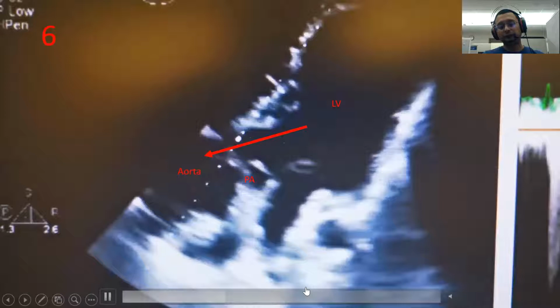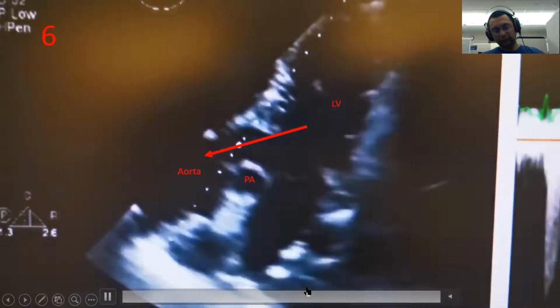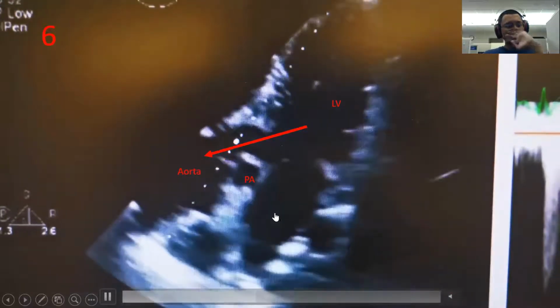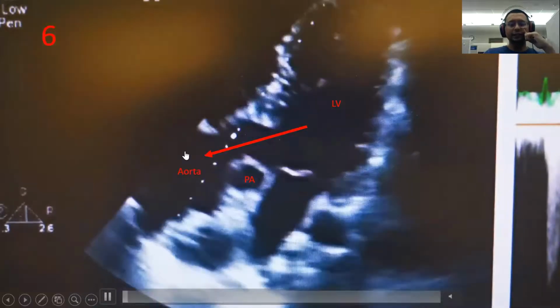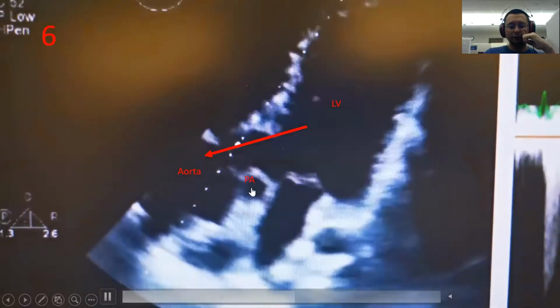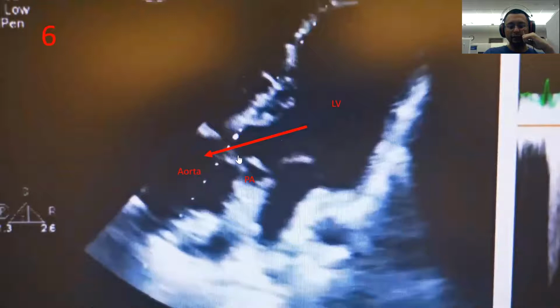Because the aorta is anteriorly and leftward. Okay, not in this situation. In this situation, the aorta is anterior and rightward. So this is the pulmonary artery, this is the aorta. That's anterior, so anterior and rightward.